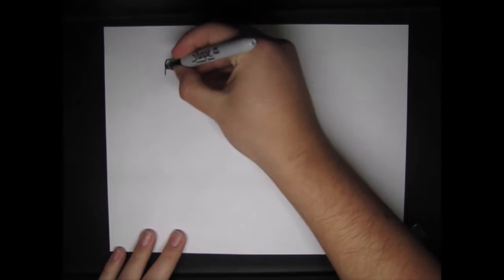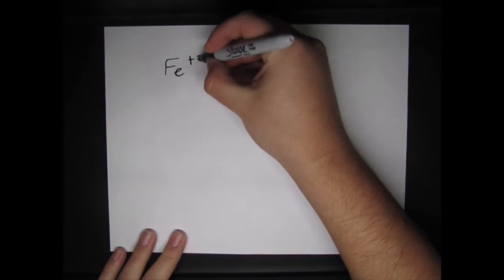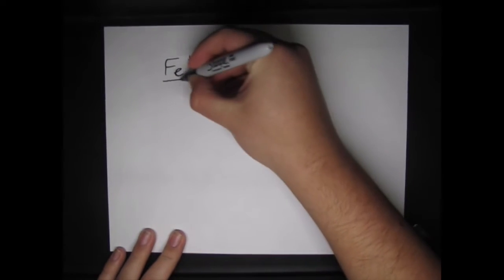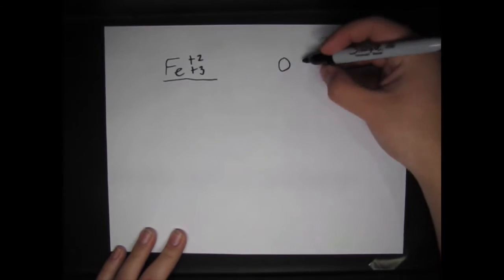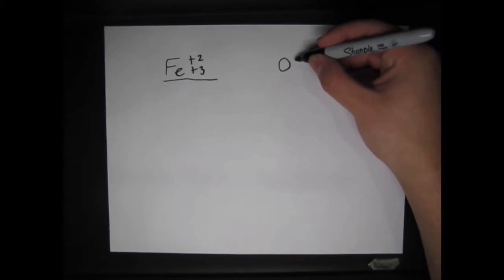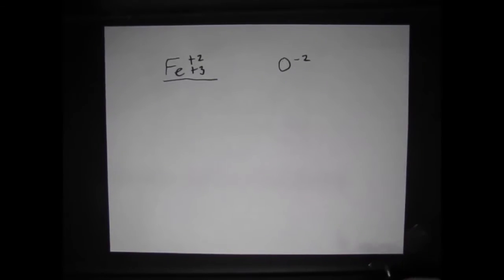Alright, the next type of formula that we're going to be reviewing is the multivalent ionic formula. For this example, we're going to be using iron, which has a charge of +2 and +3. This is our multivalent metal. And then we're also going to be using oxygen, which has a charge of -2.